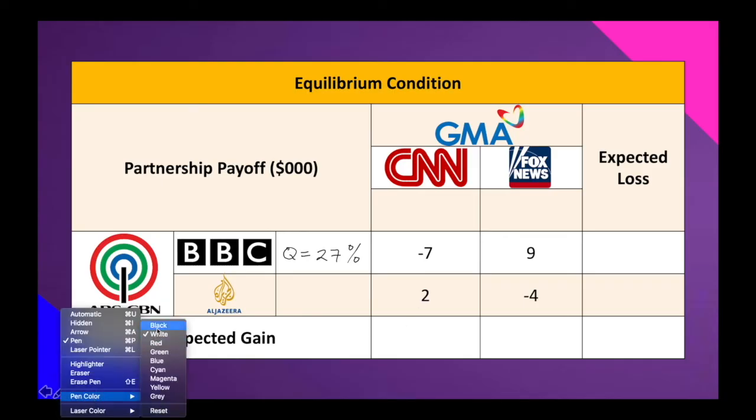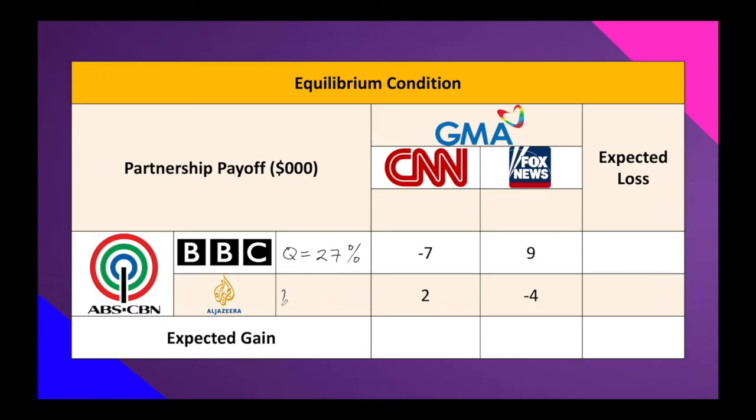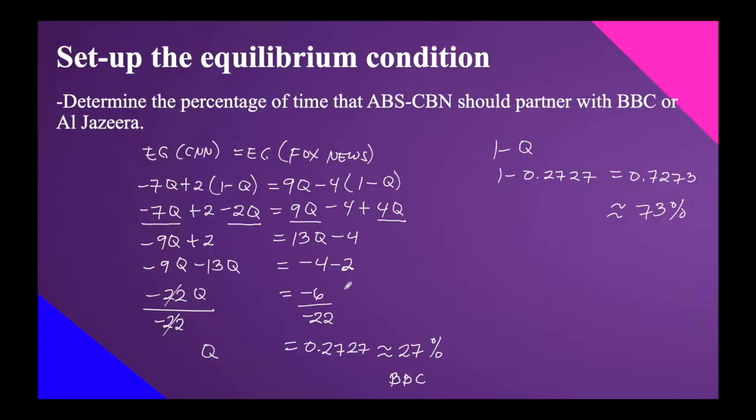Okay? So, let's write it here. 1 minus Q is equivalent to 73%. Take note, guys, 27 plus 73 is equivalent to 100%. Kahit ilan pa yung mga options ng ABS-CBN, dagdagan mo pa ng iba, Bloomberg, o kung ano pang mga news, dapat ang total niya is 100%. Okay? I hope you get it. That is for the determination of the percentage of time that ABS-CBN should partner with BBC and Al Jazeera.